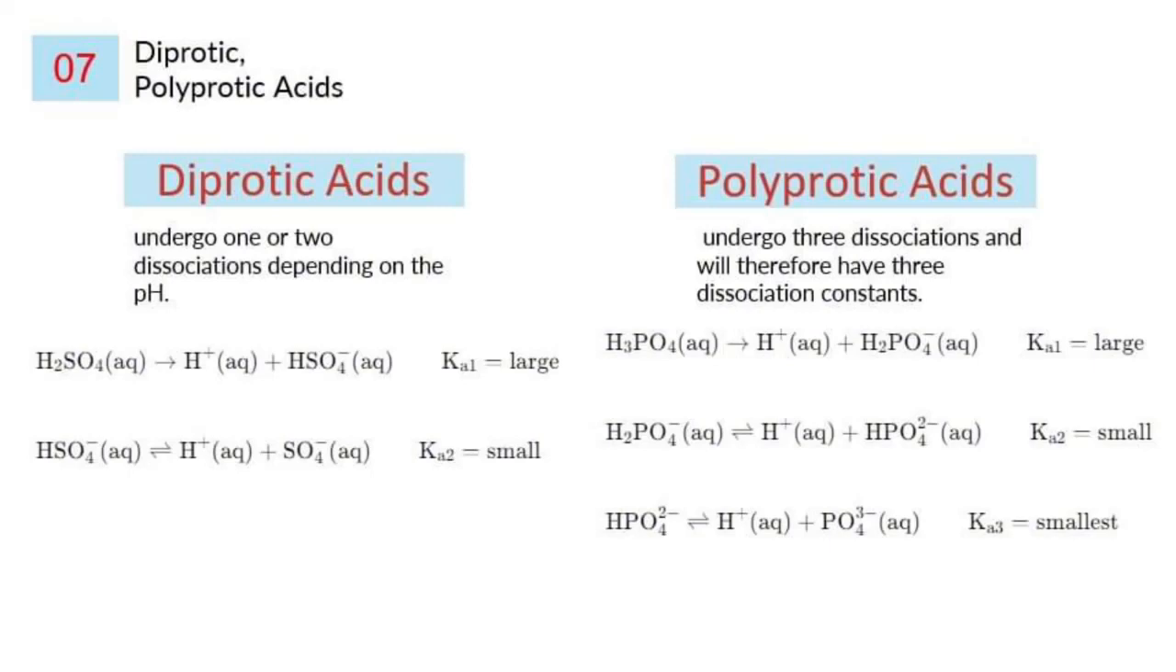And the second dissociation step is where the second proton is removed from the dihydrogen phosphate ion to form hydrogen phosphate ion. However, this step is less favorable compared to the first step, resulting in a smaller dissociation constant. In the third step, the third proton is removed from the hydrogen phosphate ion to form phosphate ion. This step is even less favorable than the second step, resulting in the smallest dissociation constant.